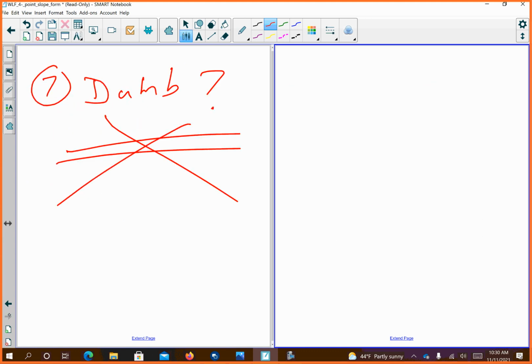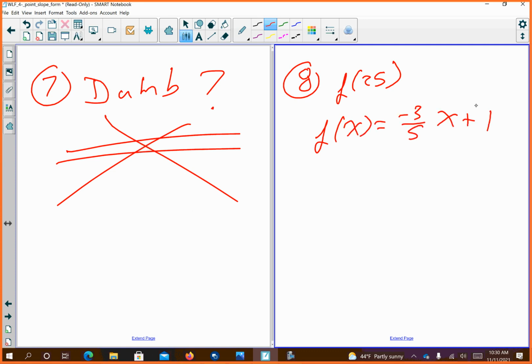And then problem number 8, we want to find f at 25. Well, they give us the equation of f at x is equal to negative 3 over 5x plus 1. So all I'm going to do is just plug this in and solve it. Number 9 is the same idea. We want f at negative 20. So I'm going to plug negative 20 in for x and solve it.